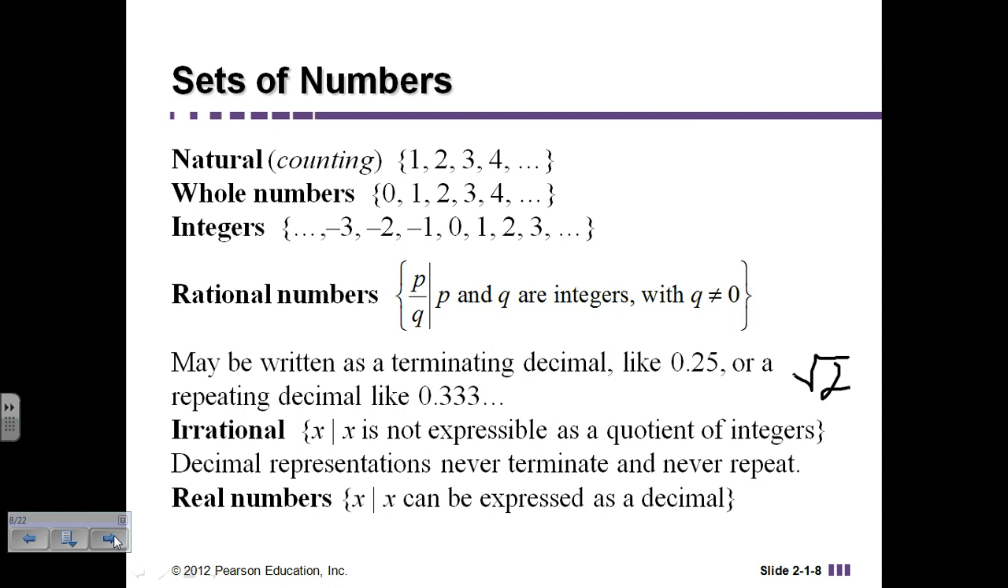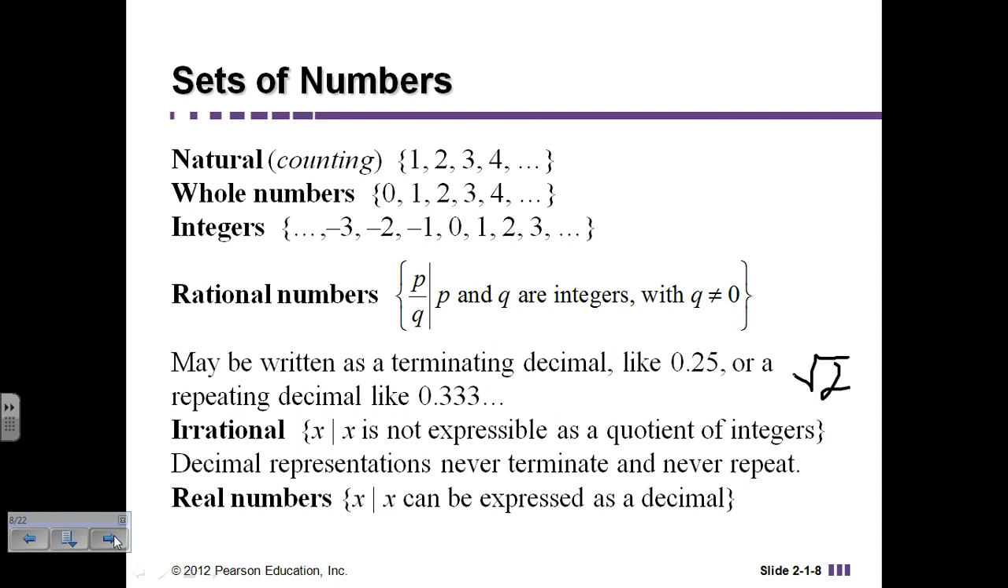Rational numbers are any number that can be represented as a fraction, p over q, where p and q are both integers, and q cannot be 0 because you cannot divide by 0. They can be written as a terminating decimal, which means it doesn't go on and on or repeat, such as 0.1 or 0.25. 0.25 can also be represented as the fraction 1/4. Or repeating decimals like 0.333, 0.6666, 0.8888. For example, 0.3333 is a repeating decimal that represents the fraction 1/3.